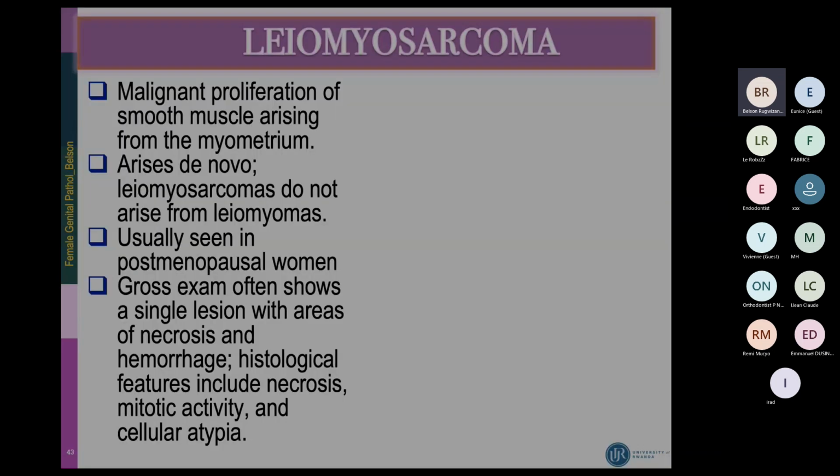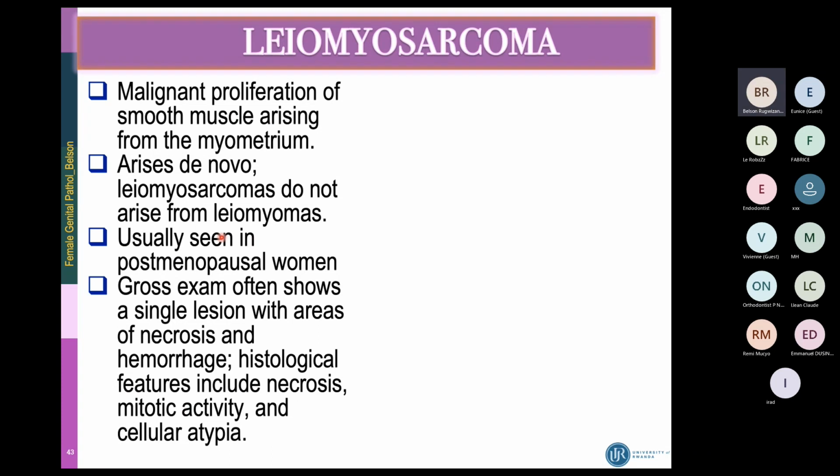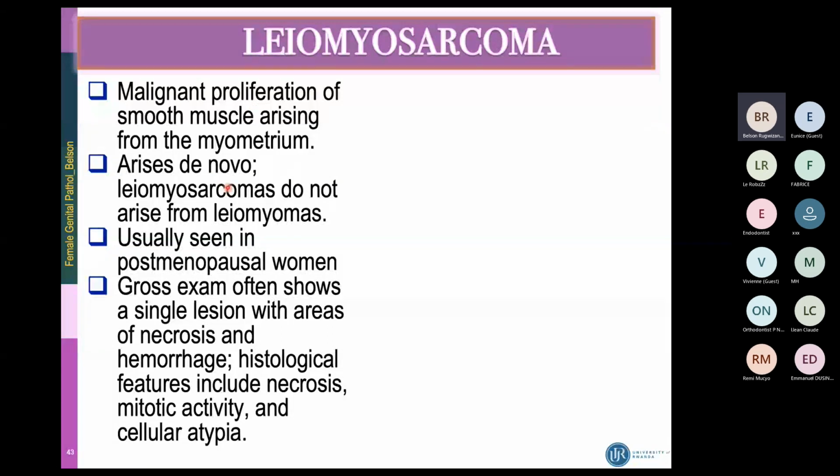It becomes symptomatic. So leiomyosarcoma, now it is a cancer from the smooth muscle. So it arises de novo, meaning that it has no precursor lesion, ntabwo ituruka kuri leiomyoma. So it usually arises de novo. So ikunda kugara muri postmenopausal women, ntabwo ari nyinshi ariko zihari, izihari usanga ari very aggressive, ikura vuba vuba igahitana urwaye vuba vuba.